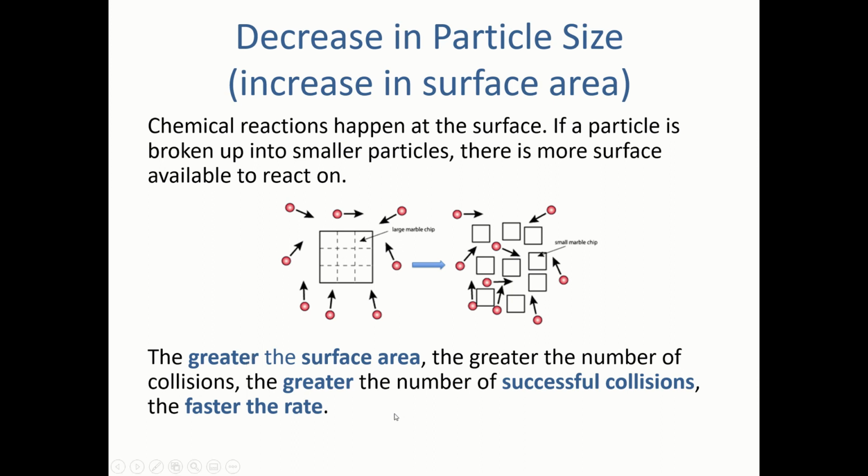So the greater the surface area, the greater the number of collisions, therefore the greater number of successful collisions, because remember, not all collisions will have the correct geometry or the correct energy. So if you have more collisions, there's more chance of them being successful, and therefore you have a faster rate of reaction. This isn't really new from National 5.